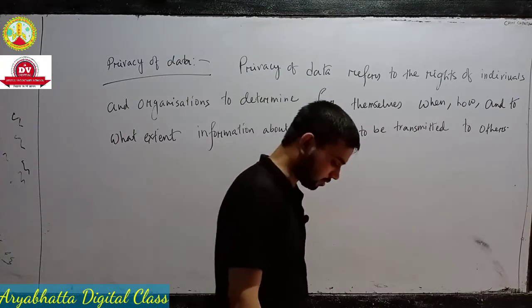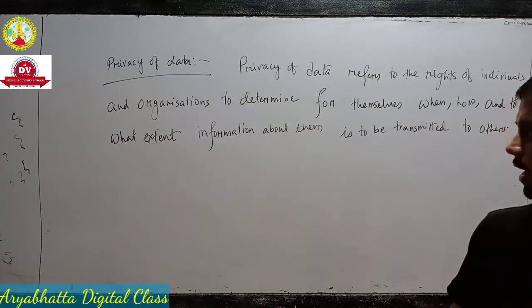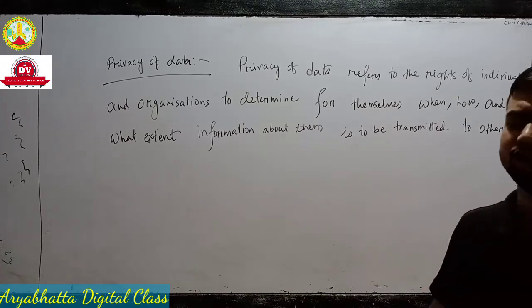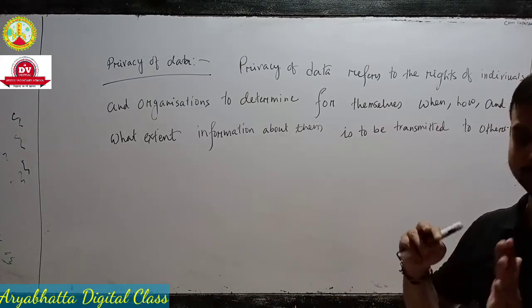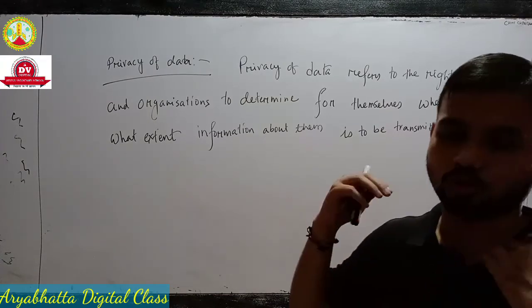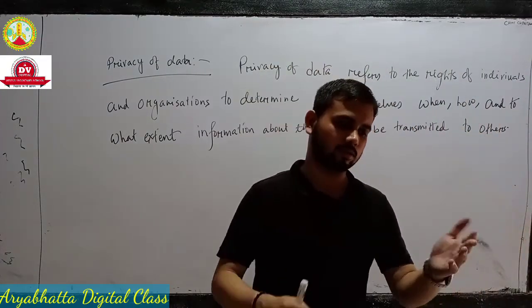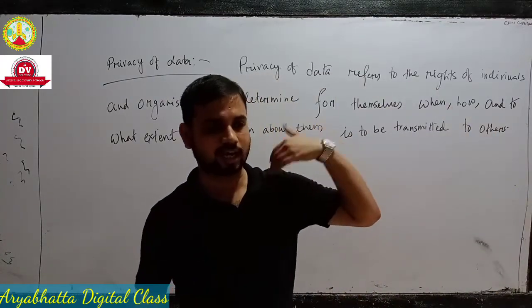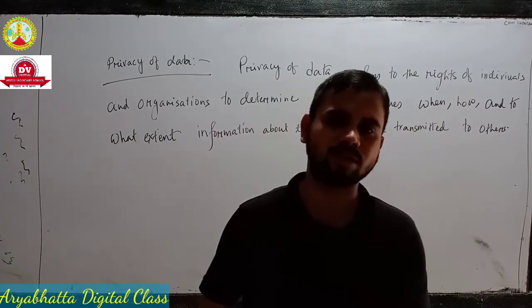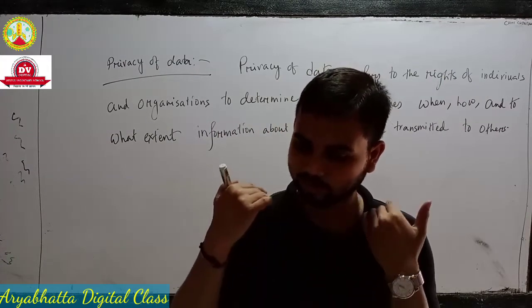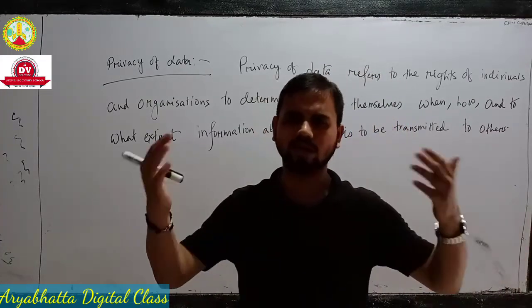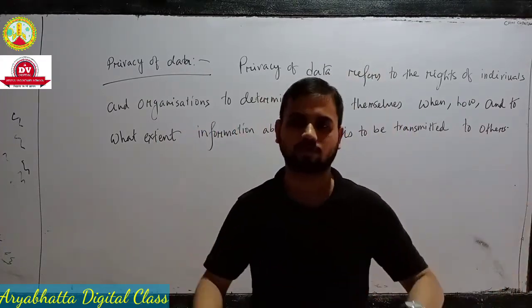Privacy of data refers to the rights of individuals and organizations to determine for themselves when, how, and to what extent information about them is to be transmitted to others. Privacy means that suppose there is information, we decide what part of the information we can share with others, and what we can keep private and confidential. That depends upon ourselves, one individual or organization. That is the main concept.